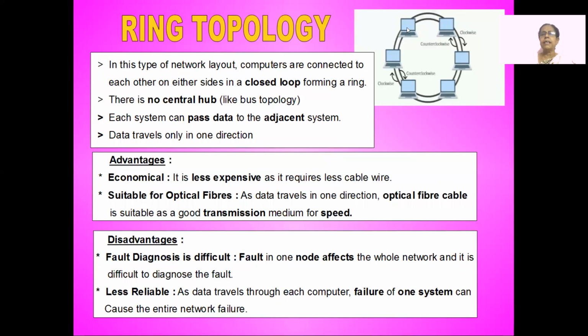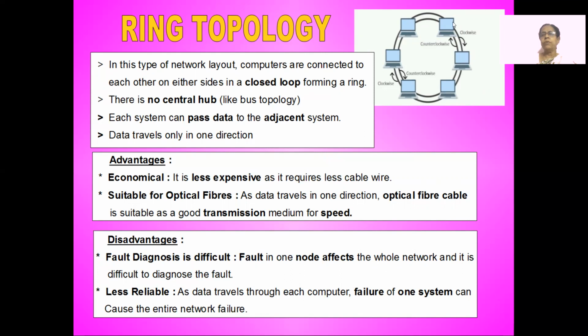It is exactly looking like a ring. It's in a closed loop. It's like the bus topology. It also does not have any central hub. The data passes, either you can send the data from here to this computer or from this computer to this computer. They can go either way. They are adjacent. You can just transfer the data through this computer or through this computer.